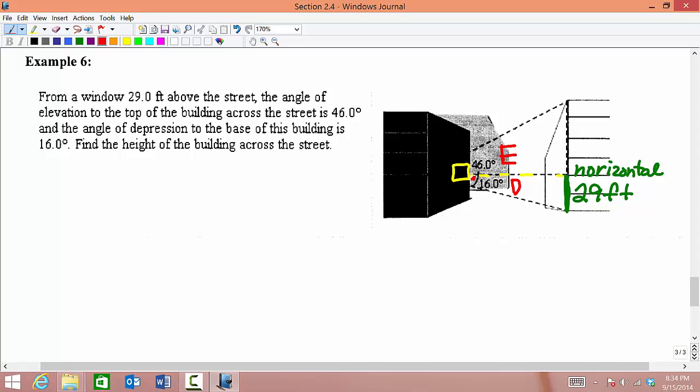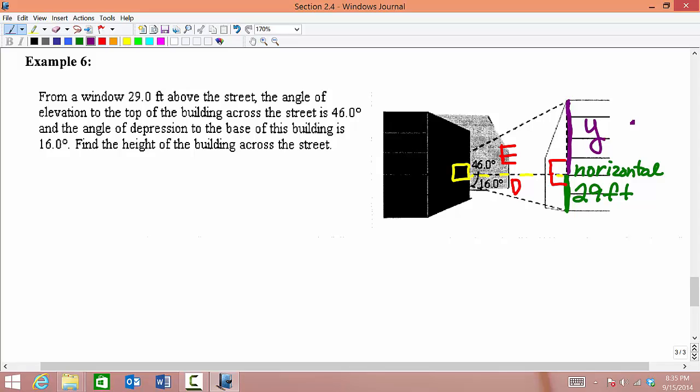Well, we have two triangles basically formed, two right triangles. So here's my right angle for the bottom triangle. Here's my right angle for the top triangle. In the bottom triangle, I know two things. I know the angle of depression, and I know the right angle, and then I know a side. I know the length of the side. In order for me to find the height of the building across the street, we're going to have to work with both triangles, because what I ultimately want to know is the measure from the horizontal to the top of the building. Let's call that y.